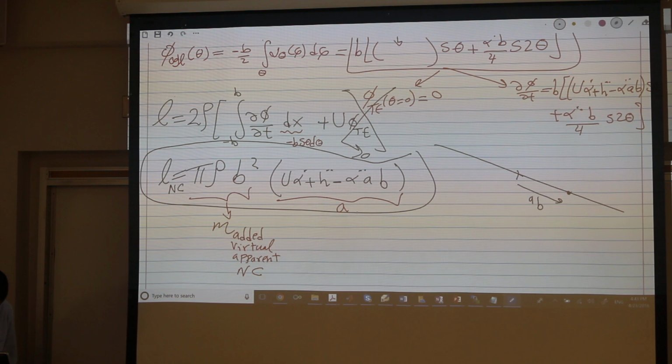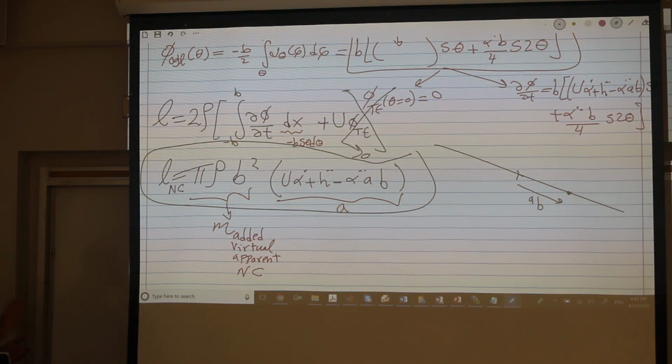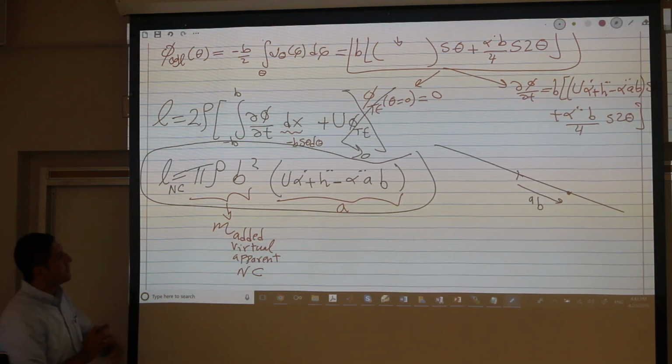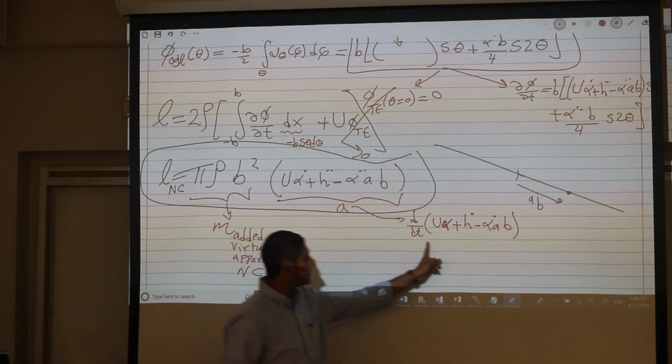That's exactly correct. Can we relate this acceleration to acceleration at a particular point? So this is d by dt of U sine alpha, or U alpha, h dot minus alpha dot ab. This was d by dt for this velocity.